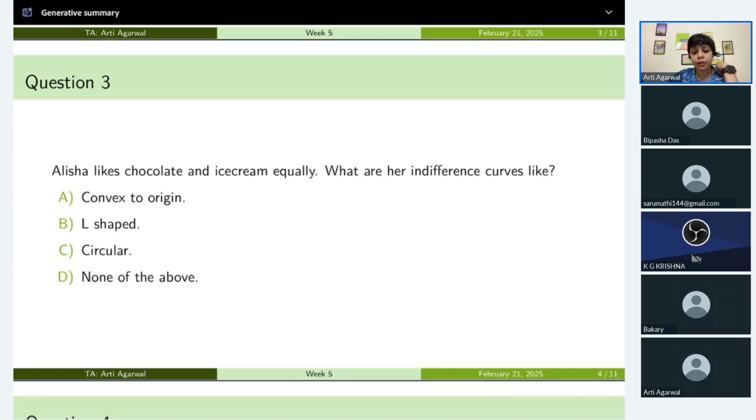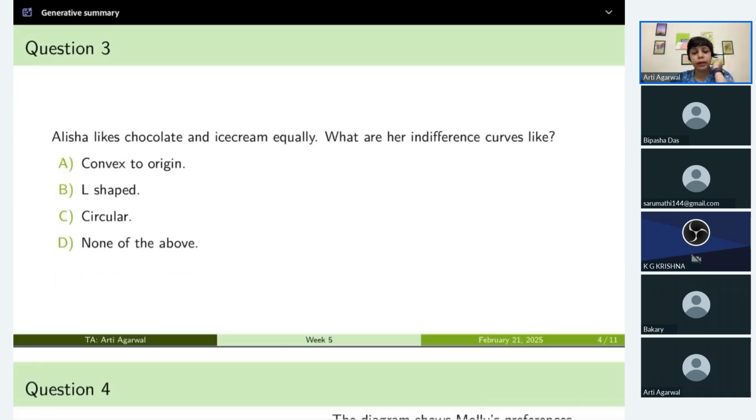Okay, so the next question is, what are her indifference curves like? What do you think is going to be the answer? So what are indifference curves? Indifference curves can be a curve or a line on which the value of utility is the same along the curve.